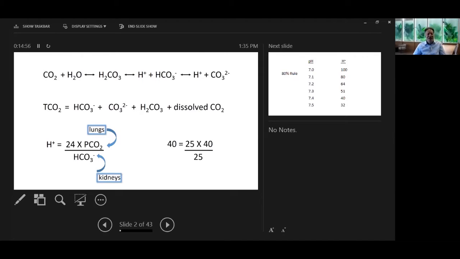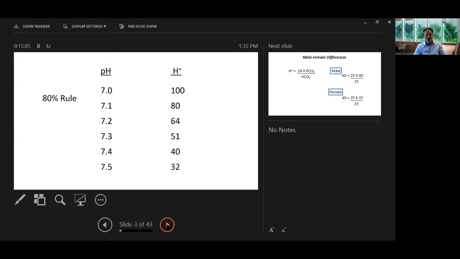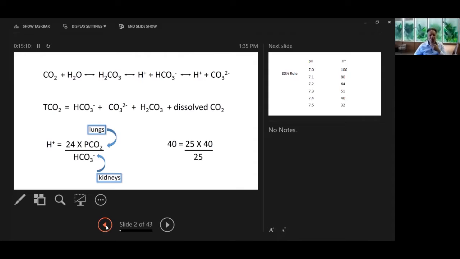The next slide shows a modification of the so-called Henderson equation, where the proton concentration is equal to 24, which is a constant, times the PCO2 over the bicarbonate. The PCO2 represents what the lungs do, and the bicarbonate represents what the kidneys do. Numerically, you can see the right side equals the left side. The hydrogen ion, forget the units, the hydrogen ion concentration is 40 nanomolar, and that equals 24 times 40 over 25.